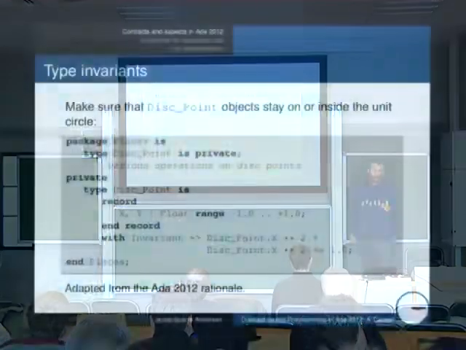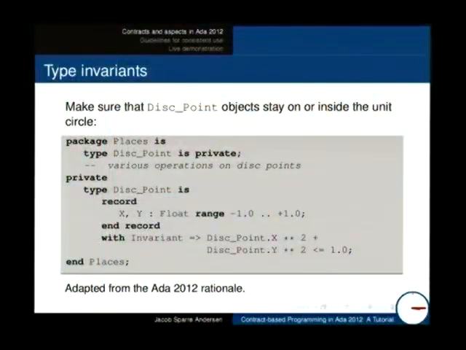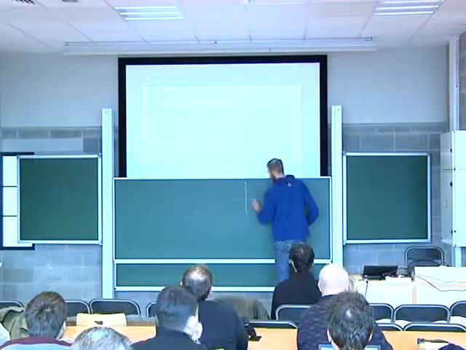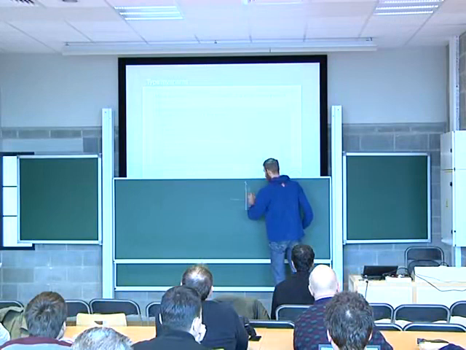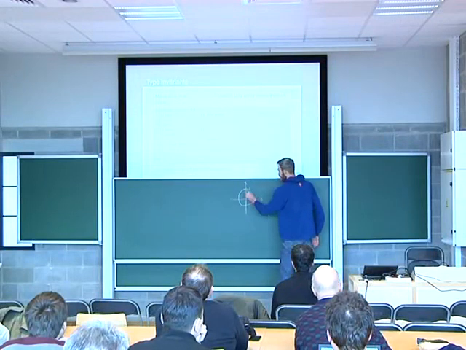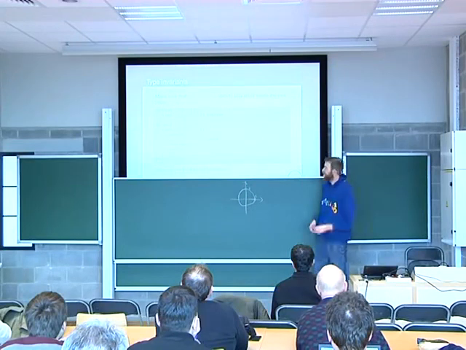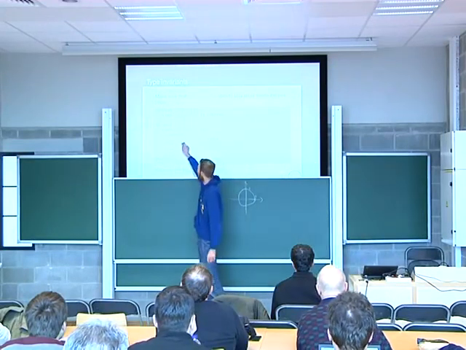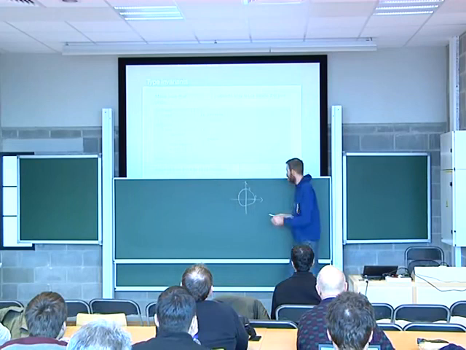That was pre and postconditions then. Type invariants. This is an example I've adapted from the Ada 2012 rationale. Imagine we want to have a type able to represent points on the unit circle, as a mathematician would want. For instance, here, we can start by just saying, well, we do it in rectangular coordinates.